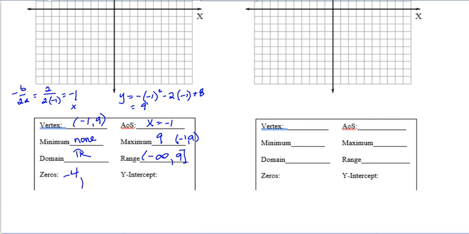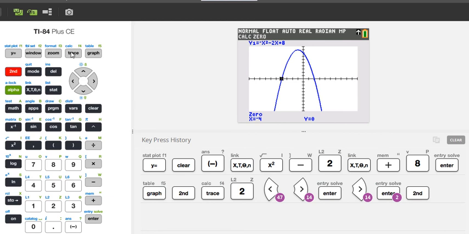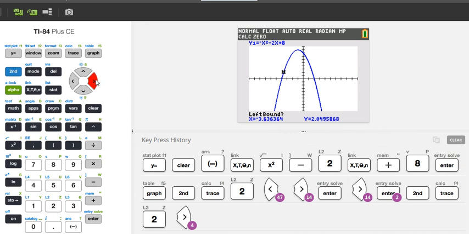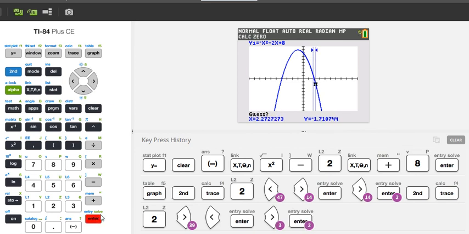Now let me look at my other intercept. Second, trace, zeros, and I'll get a little closer to the other one I'm looking at. It looks like it's going through 2, but I don't want to assume. Enter, and then I'll go a little to the right. Enter, enter again, and sure enough I've confirmed that there is a 0 or an x-intercept at positive 2.